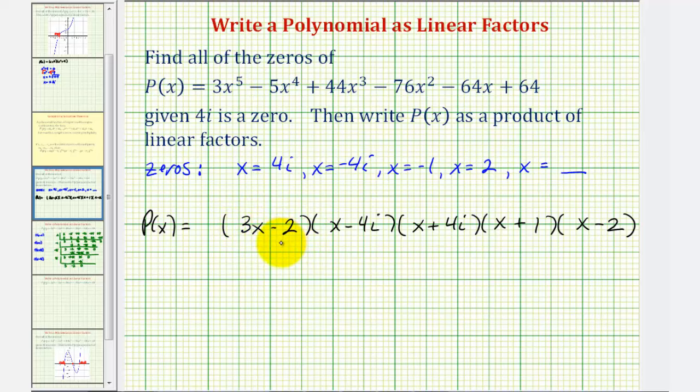And the 0 of 3x minus 2 is 2/3. Add 2 to both sides and divide by 3. So the last 0 that we're looking for up here is 2/3.